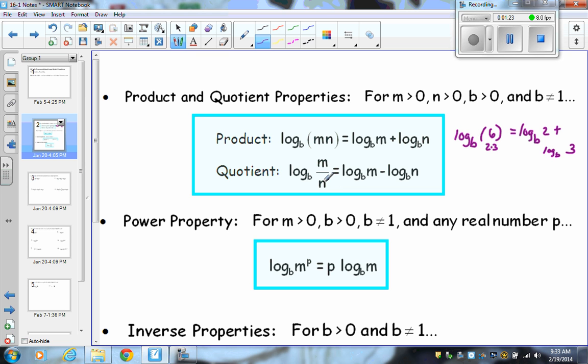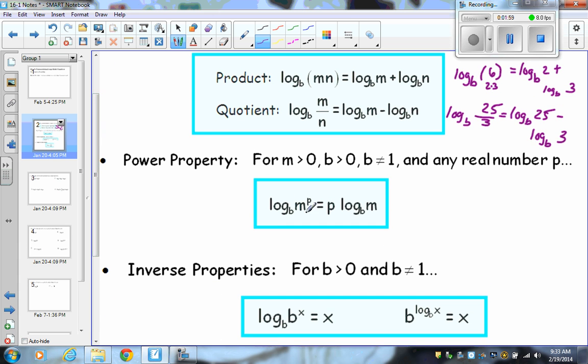The quotient property says if I'm dividing two numbers, then I can break them apart and have subtraction. Or if I see subtraction, then I can write them together as one being divided. So, for example, if we have the log of some base of 25 over 3, then I can rewrite that as the log of that same base of 25 minus the log of that same base of 3, and vice versa.